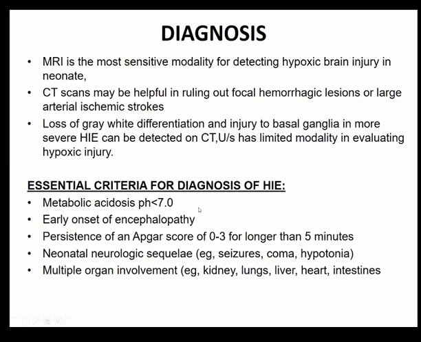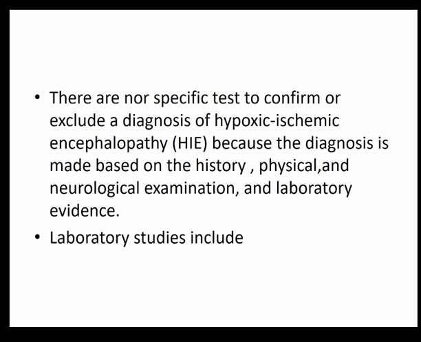Essential criteria, as already said earlier: metabolic acidosis with pH less than 7, early onset of encephalopathy, persistence of Apgar score less than 3, neonatal neurological sequelae like seizures, coma, hypertonia, and multiple organ involvement. There are no specific tests to confirm or exclude the diagnosis of HIE, because diagnosis is mostly based on the history, physical examination, neurological examination, and laboratory evidence.